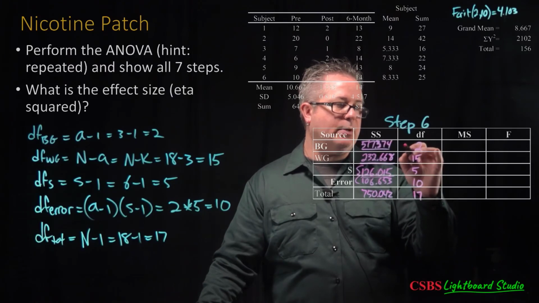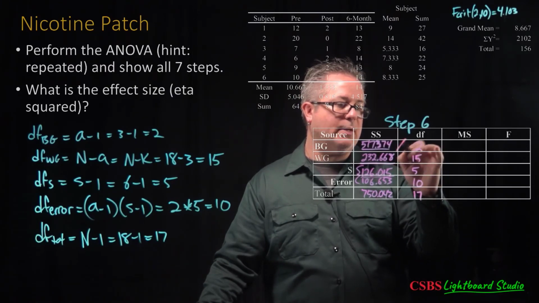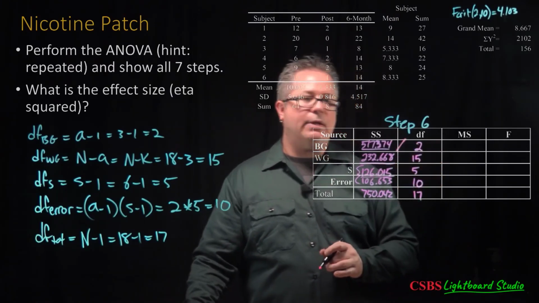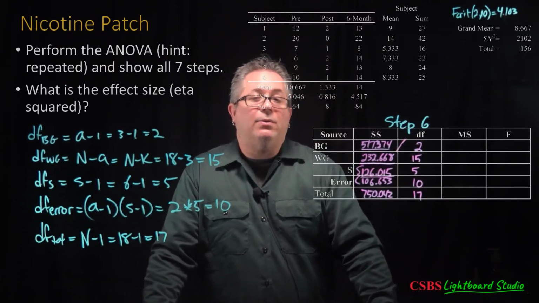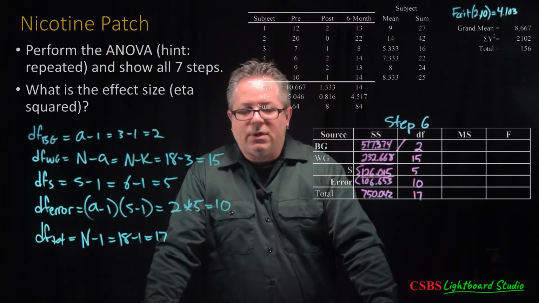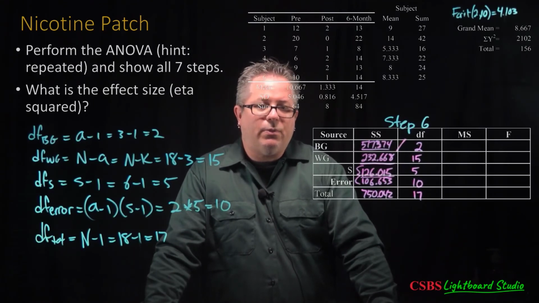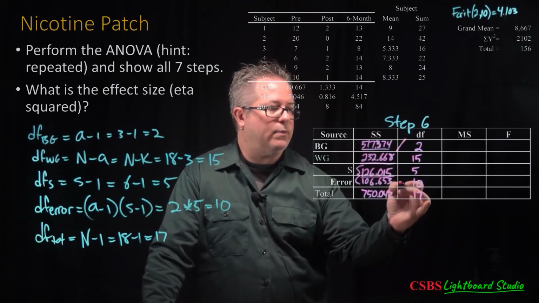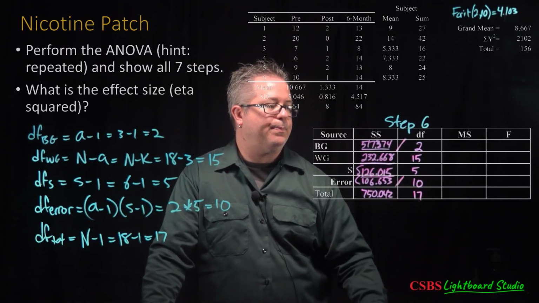So then all we need to do is divide these two. And here's the important part. You don't need to divide the within groups or the subjects or total. We're not using any of those mean squares. The only thing we really need is the one for error. So we need to divide these two.